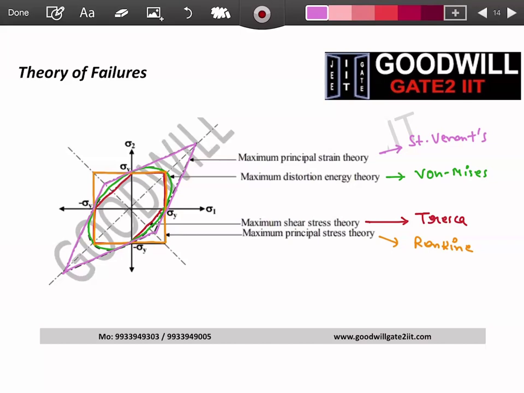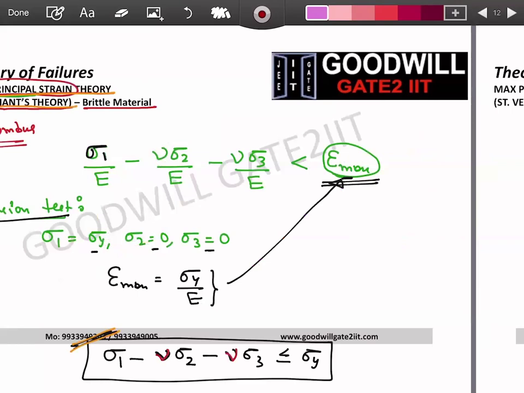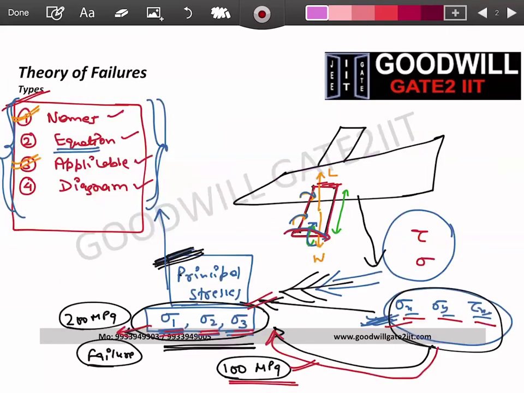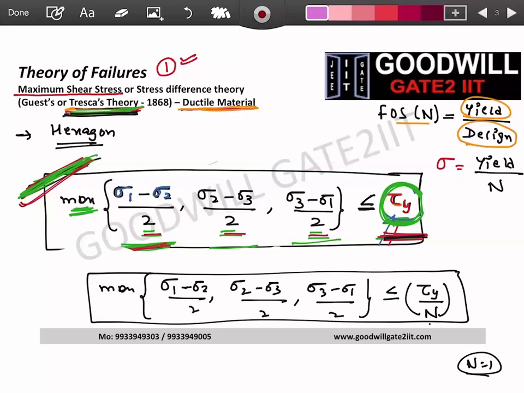Although this is not a good idea to compare these two theories with the other two because these two are good for ductile materials, whereas all remaining three are good only for brittle materials. Tell me, guys, are we okay in theory of failures and we understood all the five theories? Tell me, guys, please.